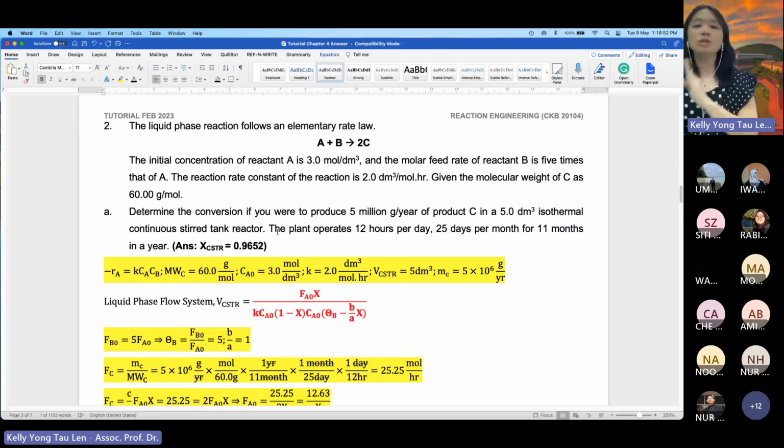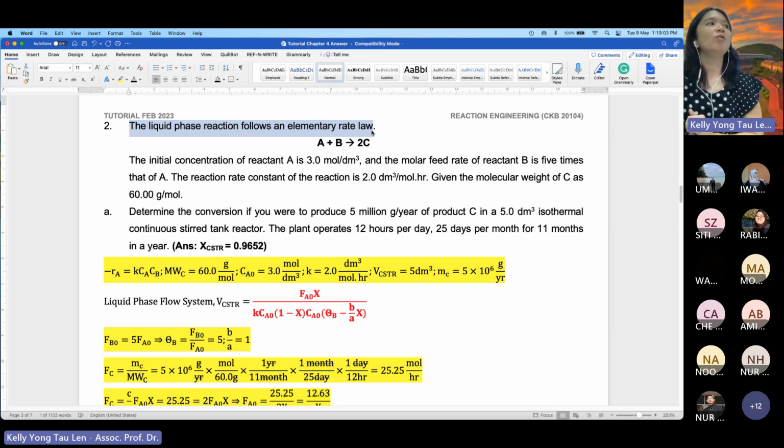So the question now becomes significantly harder and harder dah sebenarnya. Okay, so question number 2. The liquid phase reaction follows elementary rate law. So again, first information dia adalah liquid phase. Okay, second information, okay, dia adalah follow elementary rate law. Okay, so kalau follow elementary rate law, teruslah kamu tengok reaction order dia terus ikut stoichiometric coefficient.